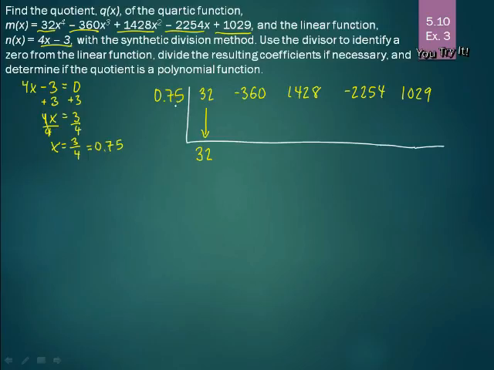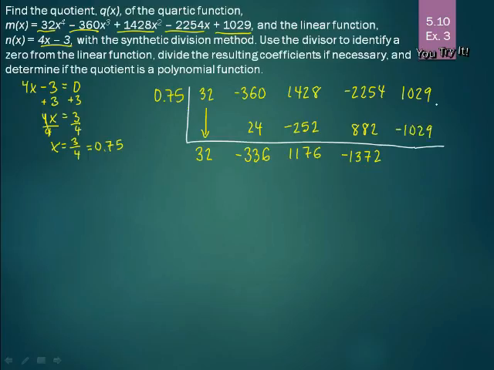by our 0, 75/100. So 32 times 75/100 gives us 24, and then adding negative 360 plus 24, we get negative 336, and then multiplying by 75/100, we get negative 252. And then adding to 1428, we get 1176. And then again, multiplying by 75/100, we get 882. Again, I'm just doing these with a calculator, mostly multiplication and addition. And then adding with negative 2254, we get negative 1372. And lastly, multiplying by 75/100, we get negative 1029.